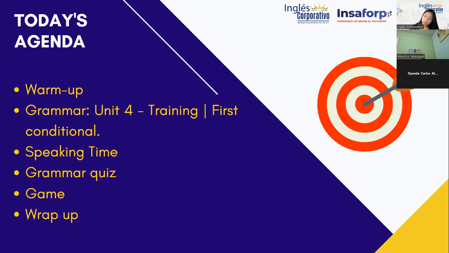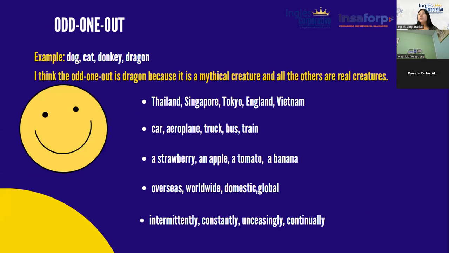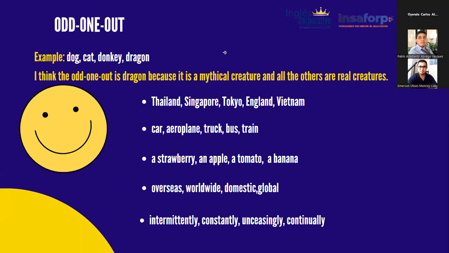Okay. So the first thing that we are going to start with is the odd one out, which is the warm-up. What is the meaning of odd one out? Odd one out, guys, means el diferente, el distinto al resto.